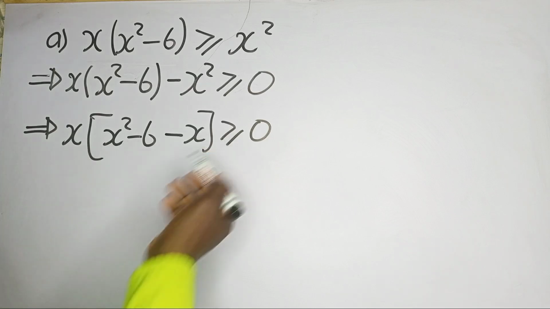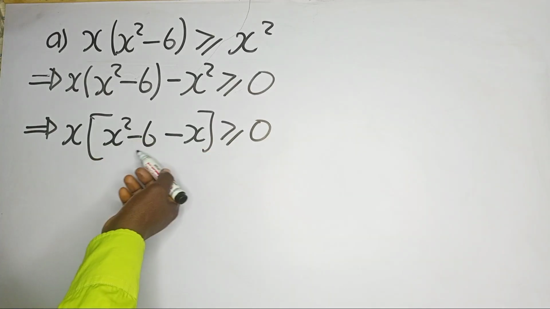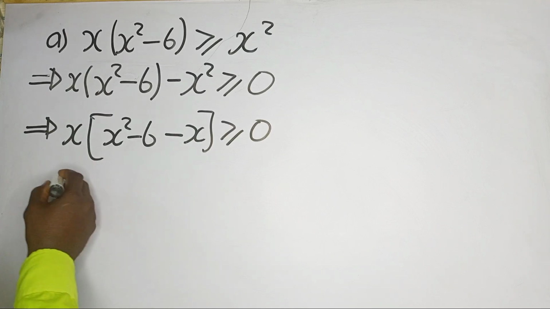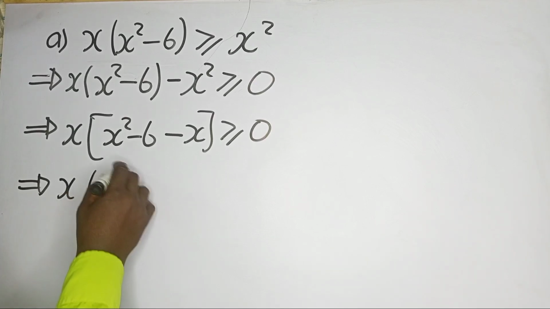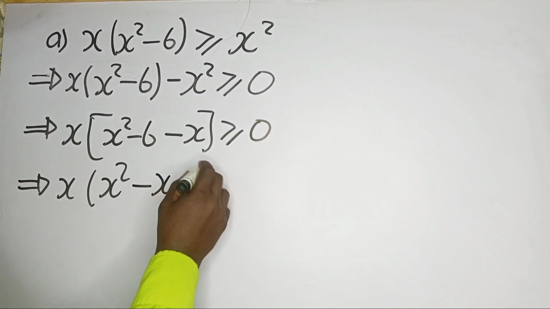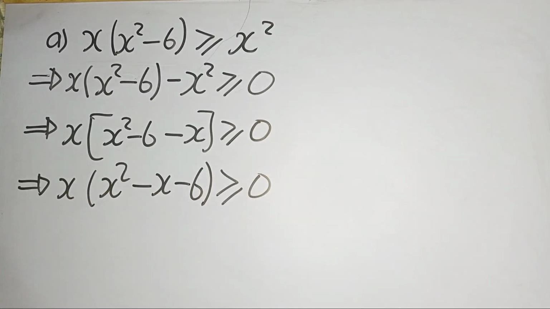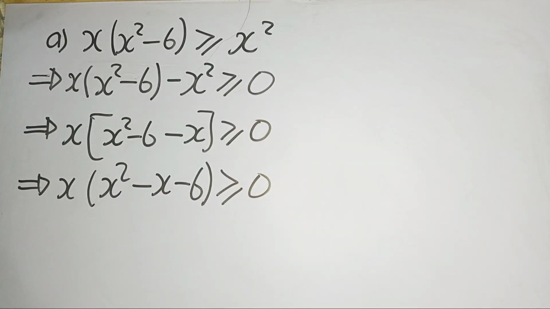Okay, so at this point, inside the parentheses we have a quadratic expression. So let's arrange it very well. We have x(x² − x − 6). Now we see a quadratic clearly in the parentheses. So we're going to come up with two factors. We have to factorize this quadratic expression.